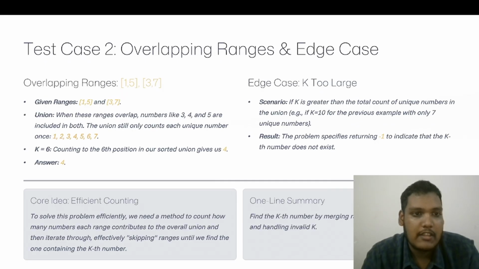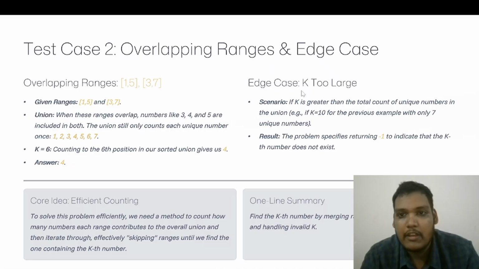Another test case is from ranges 1 to 5 and 3 to 7. Here we have overlapping ranges, which means we have many duplicates. After combining the union, the number at position 6 is 4. Another edge case is that k can be greater than the total number of numbers after combining. Then we have to return -1.